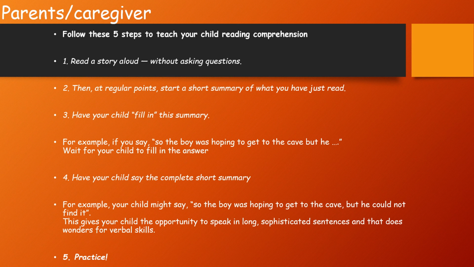Number 4. Have your child say the complete short summary. For example, your child might say, so, the boy was hoping to get to the cave, but he could not find it. This gives your child the opportunity to speak in long, sophisticated sentences, and that does wonders for verbal skills. Lastly, practice.